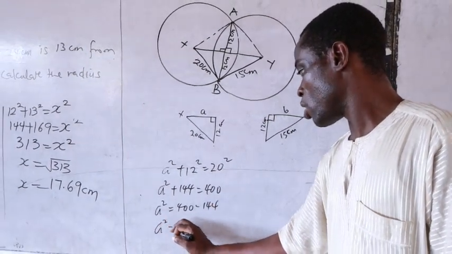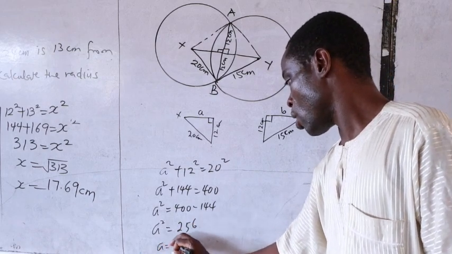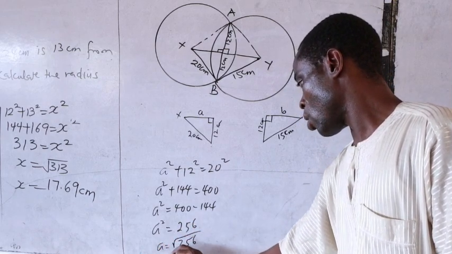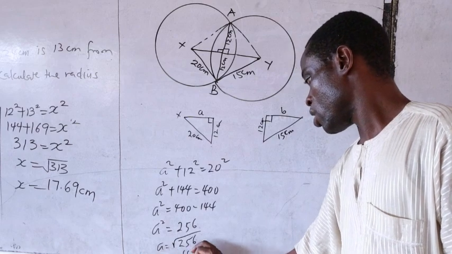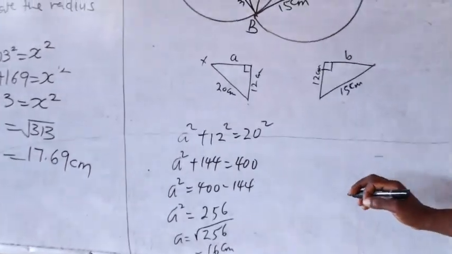Then we have A squared is equal to what? 256. A equals the square root of 256. And that is what? 16 centimeter. Always put that unit. Then you now solve the second one.